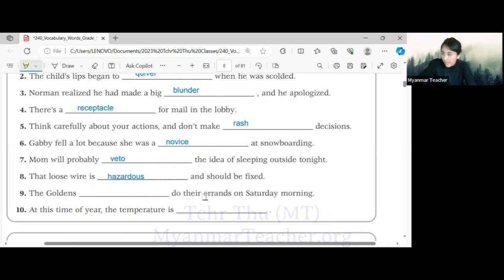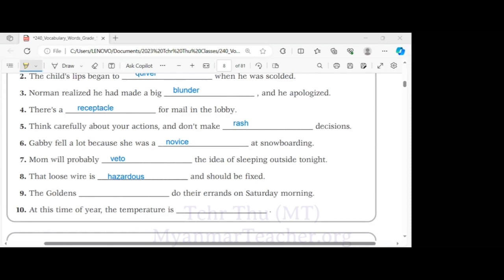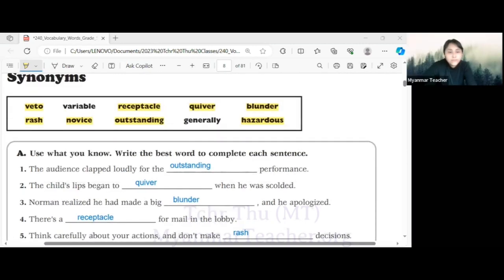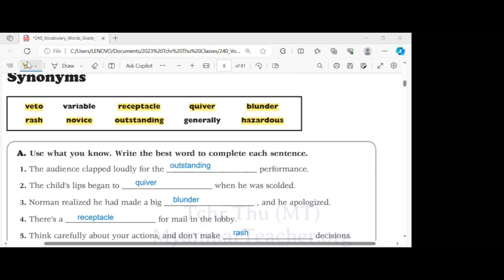The Gordons blank do their errands on Saturday morning. So errands mean job, no? An errand is a short trip that you make in order to do a job for someone. So the Gordons generally do their errands on Saturday morning. Generally.